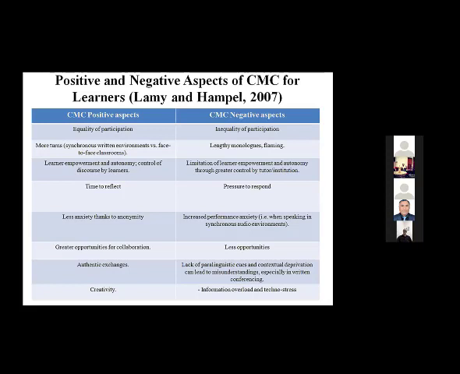Limitation of learner empowerment and autonomy through greater control by tutor or institution. Sometimes the tutor or the institution controls, either a platform or a virtual group, etc. We are speaking about administrators or admins of some groups, etc. And there is sometimes pressure to respond. Here we can speak about giving feedback. Some people are pressed to give their feedback. Also increased performance anxiety, which means while speaking in a synchronous audio environment, some people feel anxious while expressing themselves, either by using audio or video, etc. And of course, there are fewer opportunities. As I said before, this seems to be paradoxical, but it needs confirmation. And the last one is information overload and techno stress.